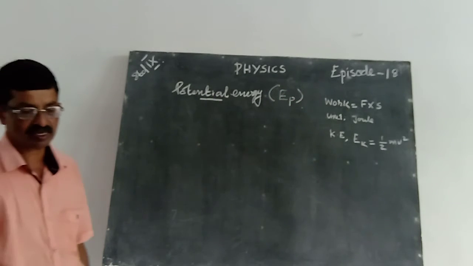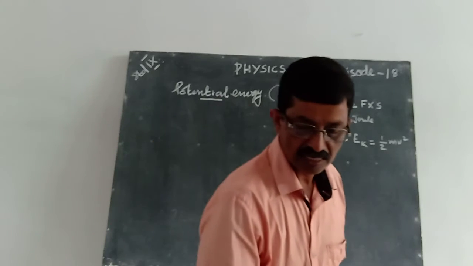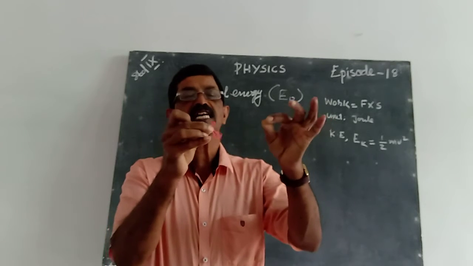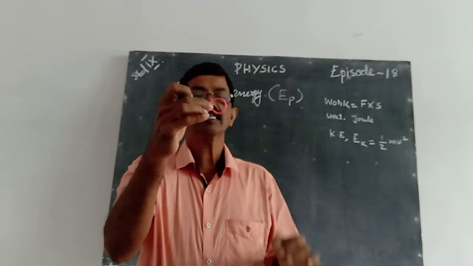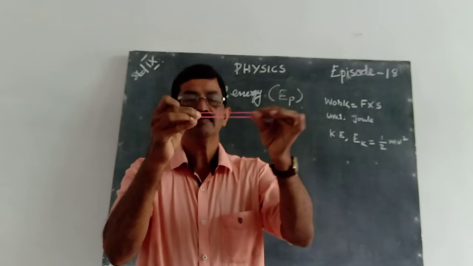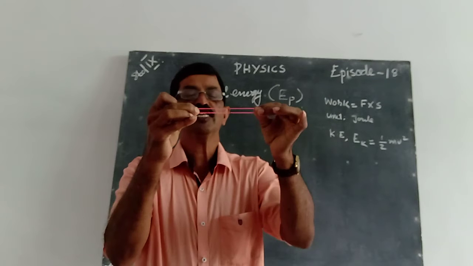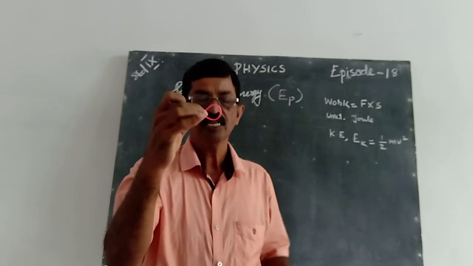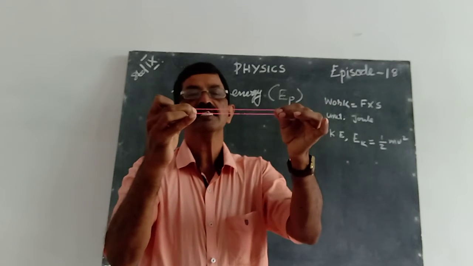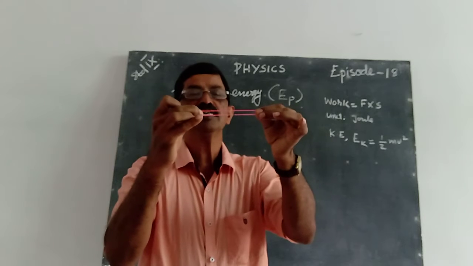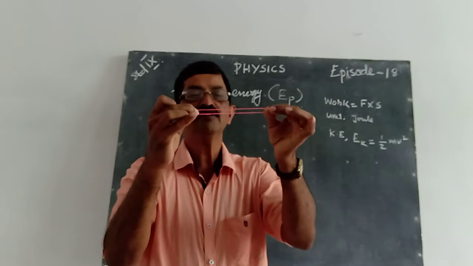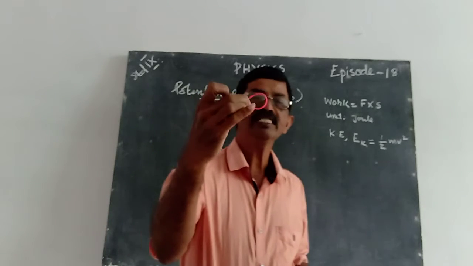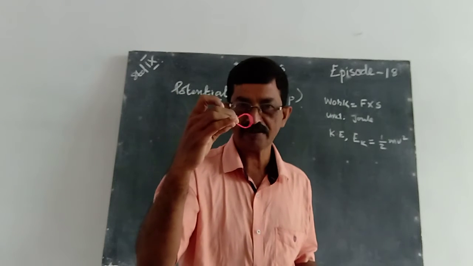Potential energy. See here, this is a rubber band. I am stretching this and release. What happens? It returns to its original position. See, when I pull it, it elongates. But when released, it comes back to its original position. To change this, what do I do here? I do work. That means to change its length, I do work here.